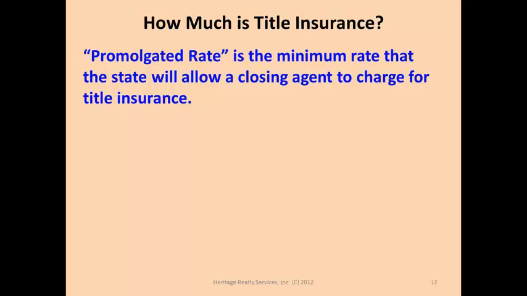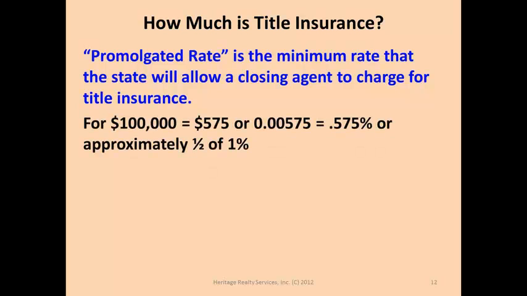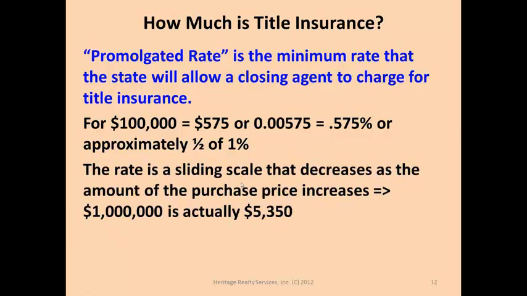Now they can charge other fees like the title search and abstract and stuff like that, but they only get 20% of that fee. So for $100,000, the amount is $575. That's a half of 1% roughly. But you can see it here, 0.00575, which is a half of 1%. So it's a sliding scale, and it decreases as the purchase price increases.